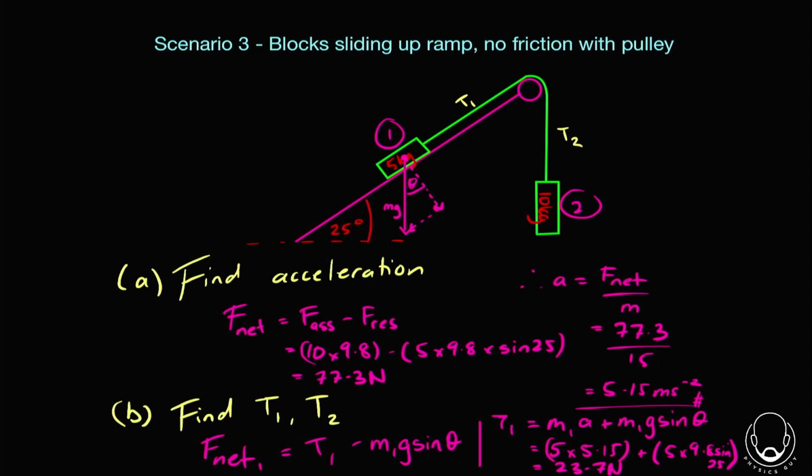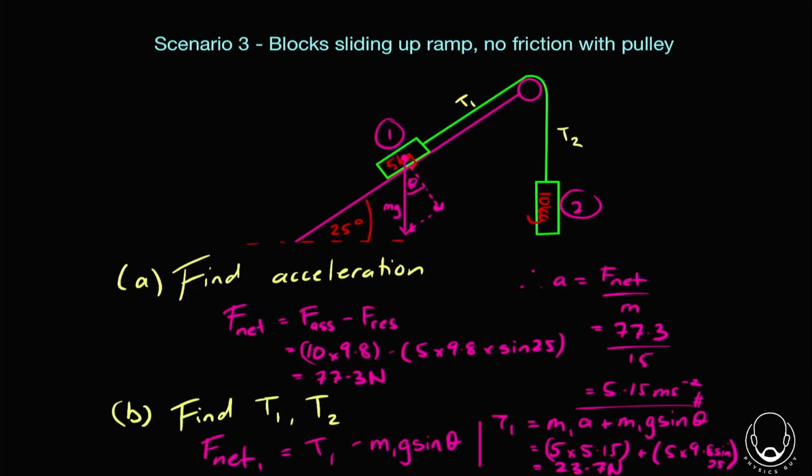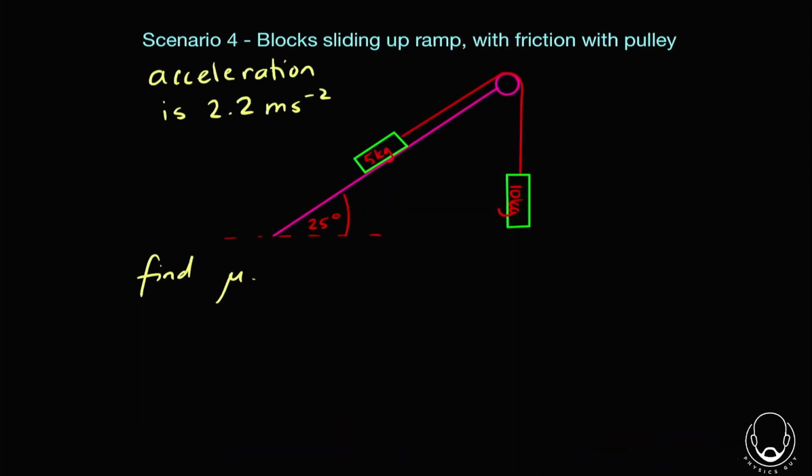Last question. So here it's a little bit different. Again, we've got blocks sliding up the ramp with friction, with pulley. So it's the exact same scenario as this one, with the exception of now there's friction. So you see without friction, there is 5.15 ms to the -2 of acceleration. But now acceleration is only 2.2 ms to the -2, and we need to find mu.